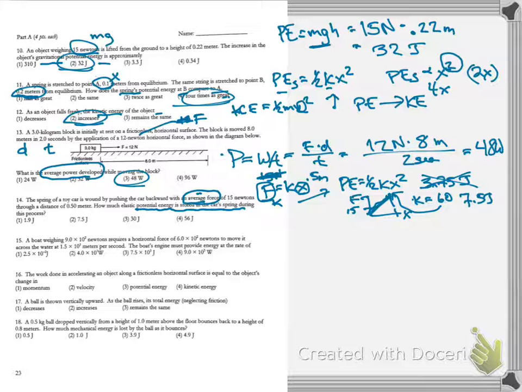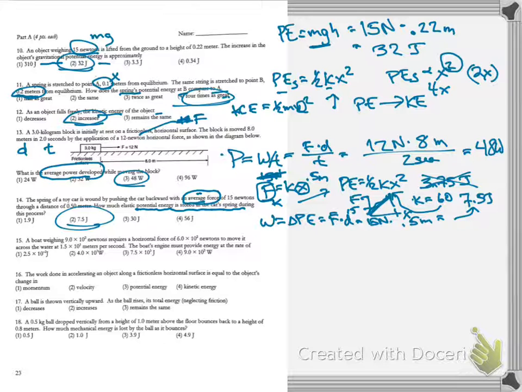There's an easier way to do it, though. If you just say that work is the transfer of potential energy, you can say it's the average force times the distance, which is 15 newtons times 0.5 meters, is 7.5 joules. That would be the easier way to do it.